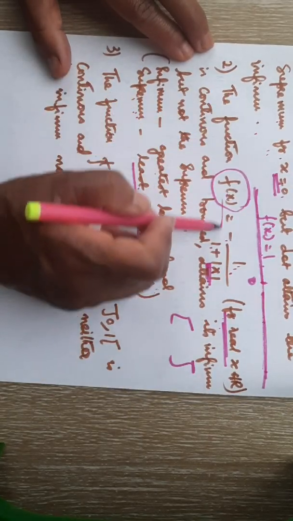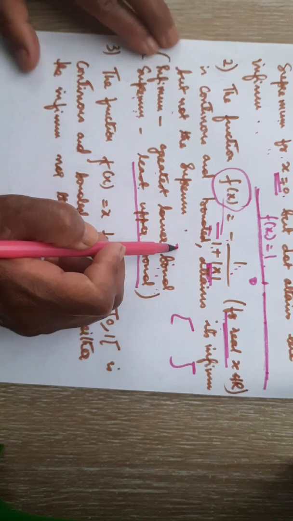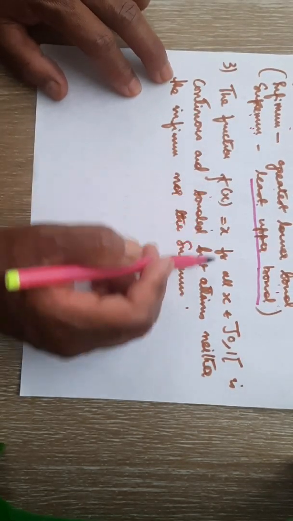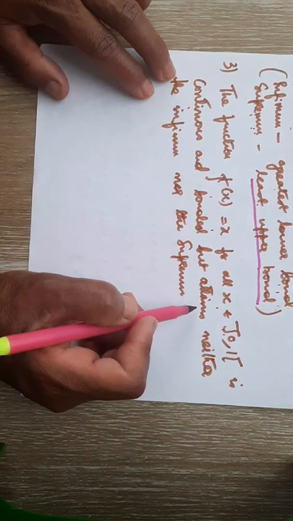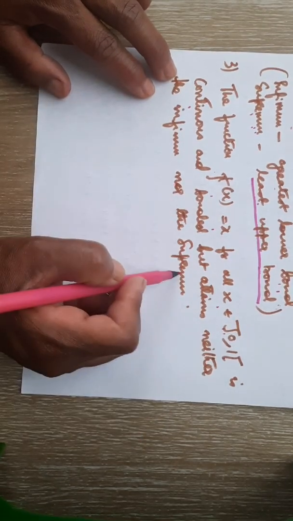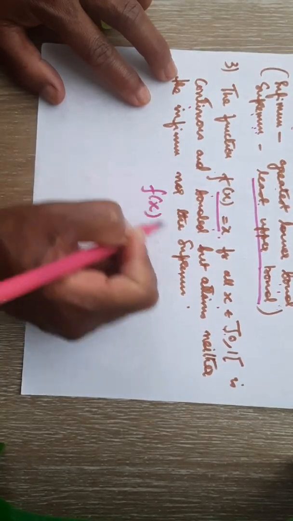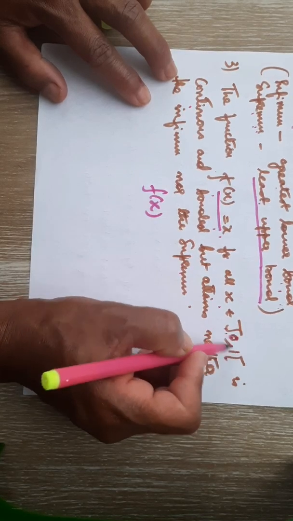So therefore this particular example will attain only the infimum but not the supremum. Now the function f(x) = x for all x belonging to the open interval 0 to 1 is continuous and bounded, but attains neither the infimum nor the supremum. Now see this one, f(x) = x. This is bounded. What is f of a number? I mean, 0 and 1 are excluded.